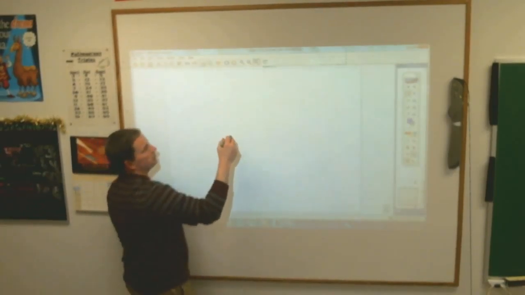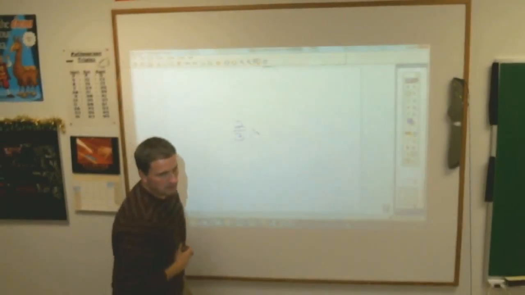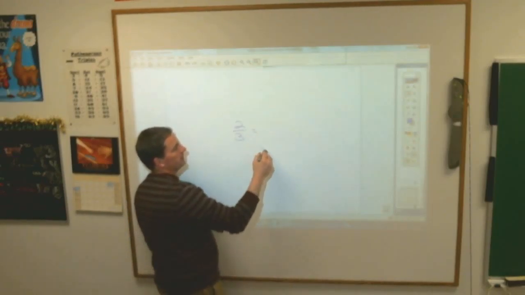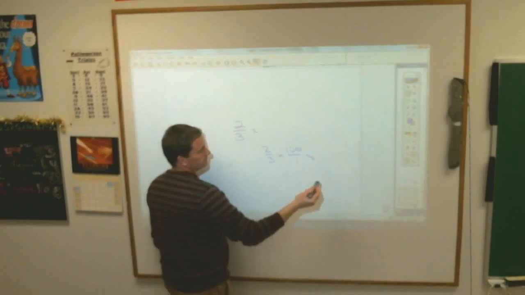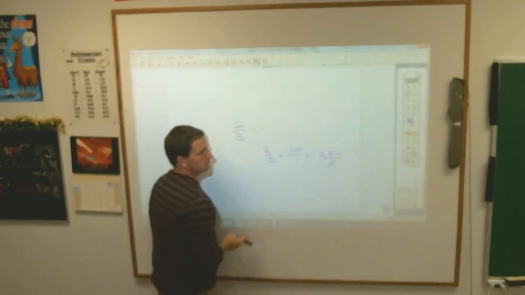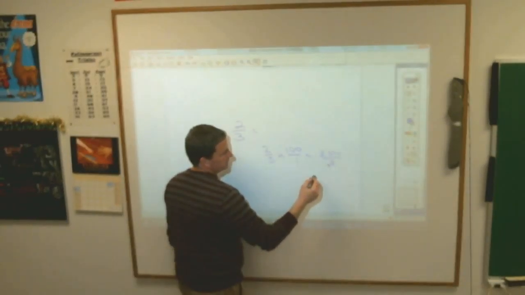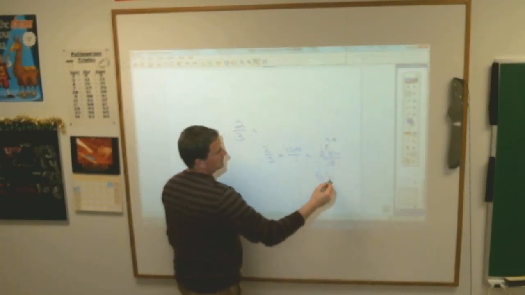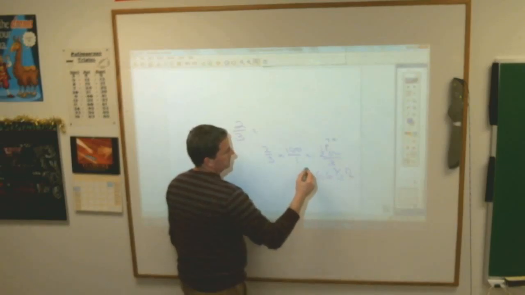Another example, 2/3. By the way, you should probably already know what 2/3 is as a percent. But if you don't, you just multiply it by 100 over 1, and you get 200 divided by 3, which is 66 2/3%.